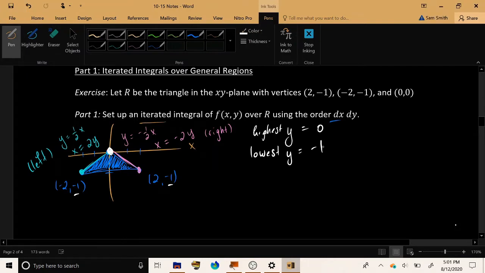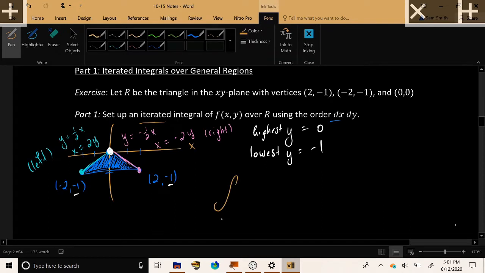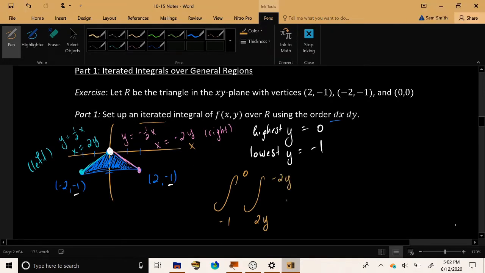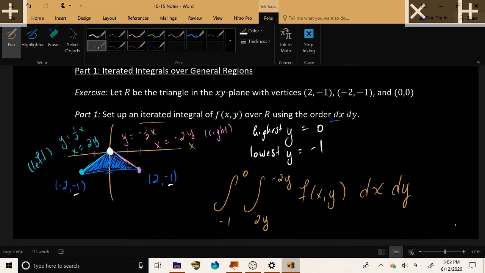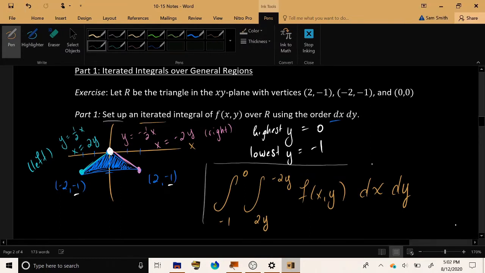So based on that, let's set up our iterated integral. The y values go from -1 to 0 on the outside, and the x values go from 2y on the left to -2y on the right. And that would be the limits of integration for this generic function using the order of integration dx dy. That would be my final answer to this problem that asks me to set up an integral. Not to calculate it, not just yet, just to set it up.